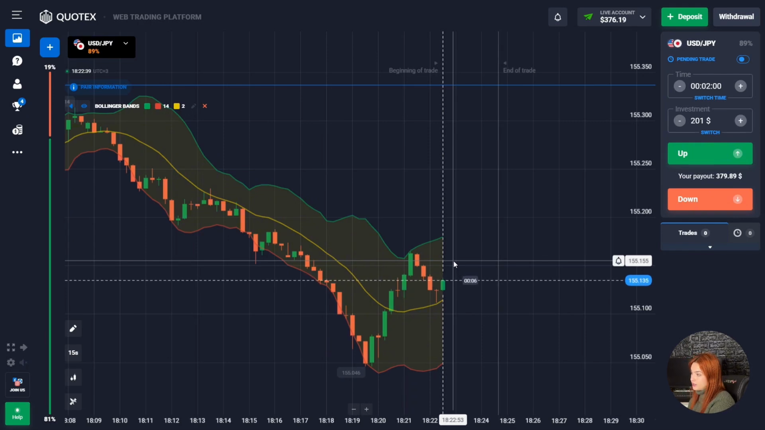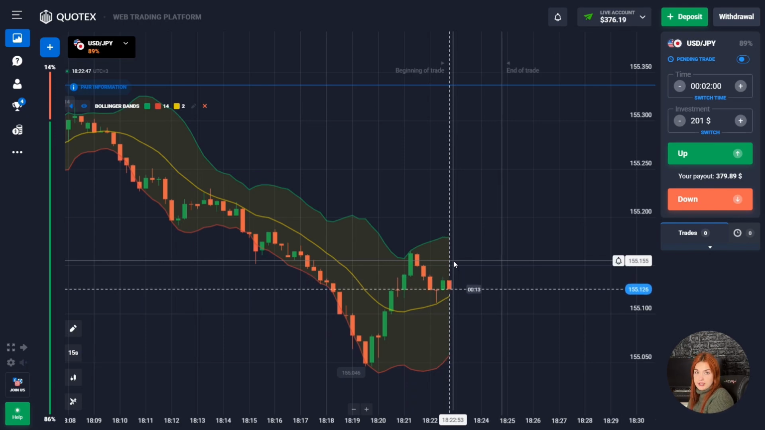In other words, I have already been able to increase our initial amount by more than 10 times. This is a great result. As you can see, this indicator works just fine, and I suggest we continue, guys.